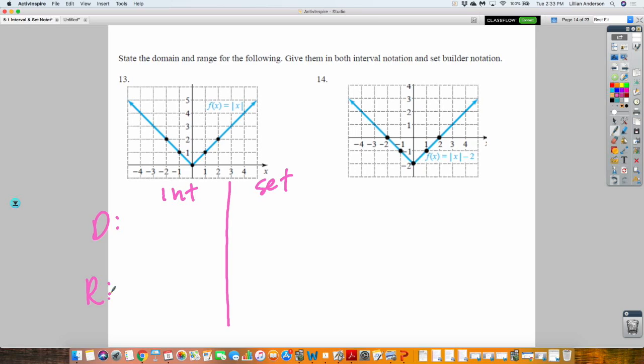Okay? So I go from negative infinity. That's how far left it goes. How far right does it go? And what do you include around the infinities? Parentheses. How would you write that in set notation? Well, I need the squiggly. What does the squiggly mean?